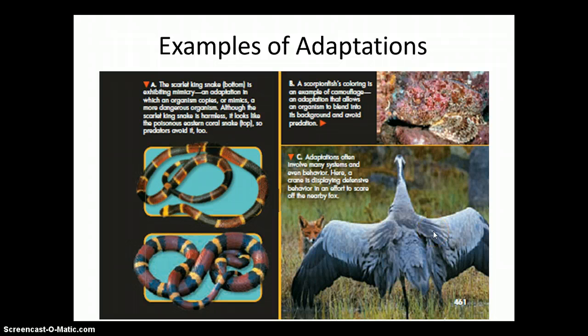And the last one is actually a behavior. So if behaviors are inherited, they can be adaptations as well. And so this behavior is one that is inherited, and it's a defensive behavior that allows this bird to scare off a fox. And so it spreads its wings out and makes itself look really big so that the fox gets scared and doesn't try to eat it.